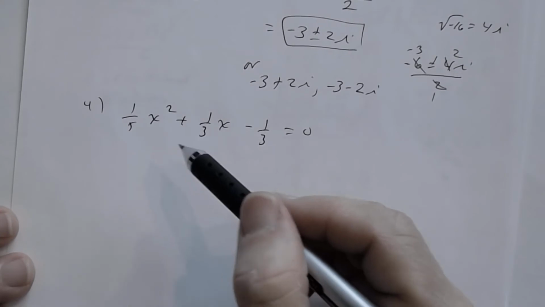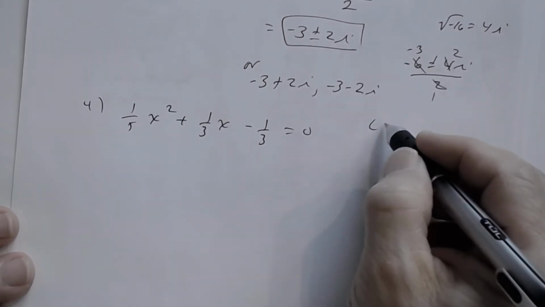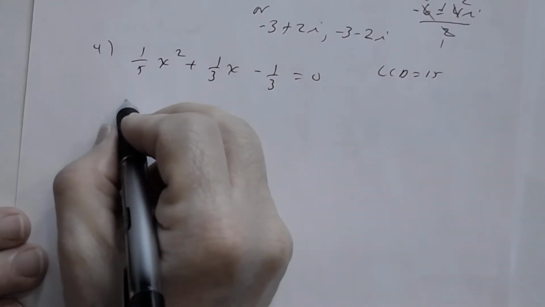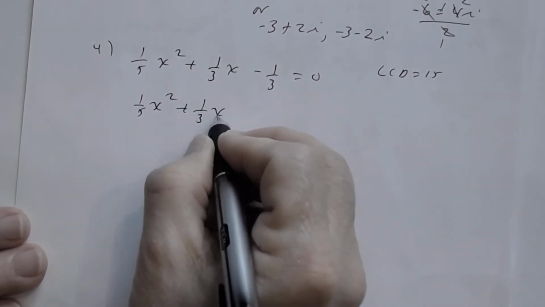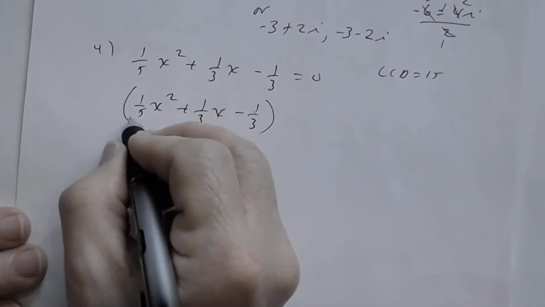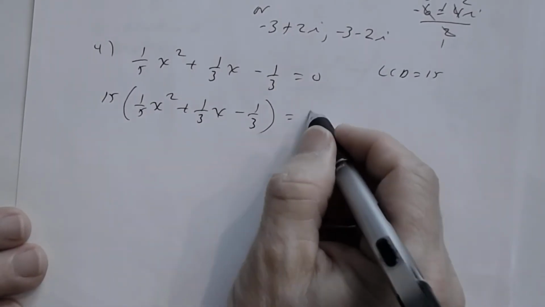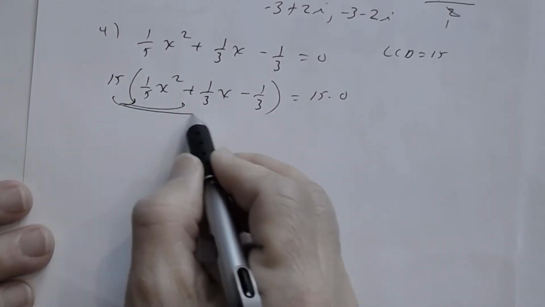Remember, you multiply both sides by the LCD. So what's the LCD here? The LCD is 15. All right, so let's multiply both sides by 15. So you're going to say 1/5 x squared plus 1/3 x minus 1/3. All that is being multiplied by 15. And remember, what you do to one side, you have to do to the other. All right, so if I distribute, so that should look familiar.